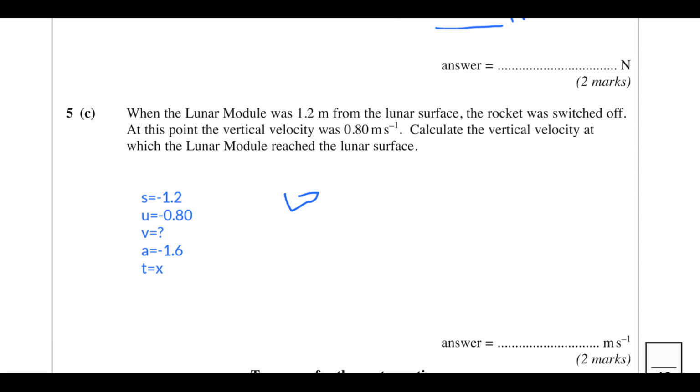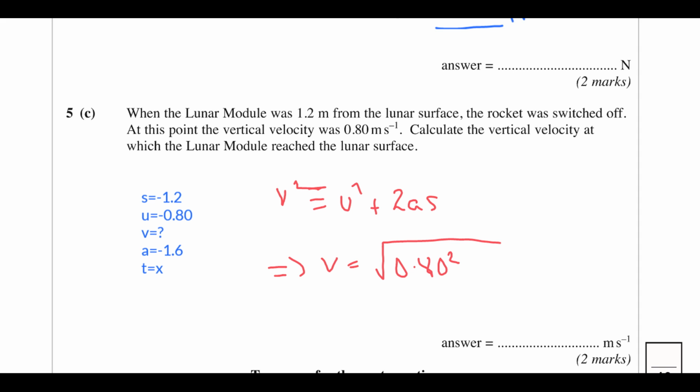So that's going to be v squared equals u squared plus 2as. So v is going to be the square root of 0.80 squared. So we can see actually it wouldn't have mattered if we got the sign wrong for u in this case, but luckily we picked it up.